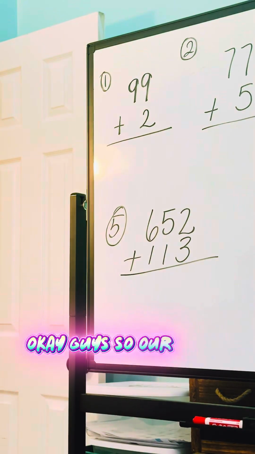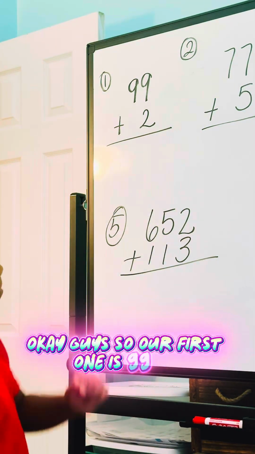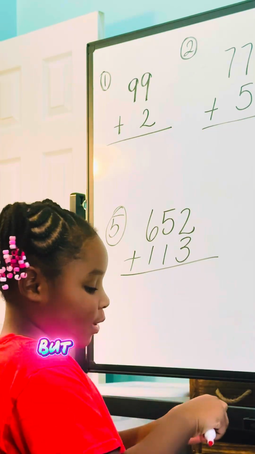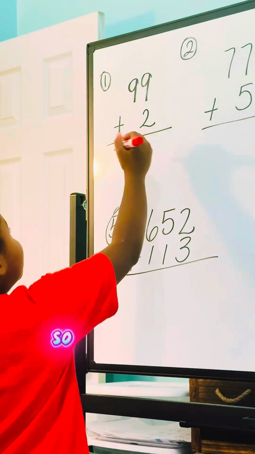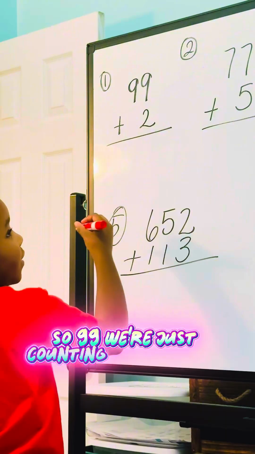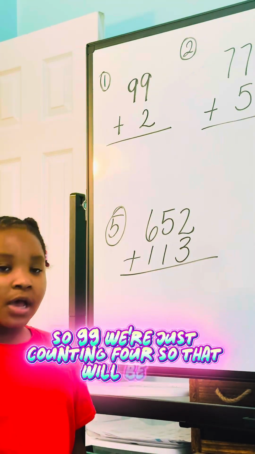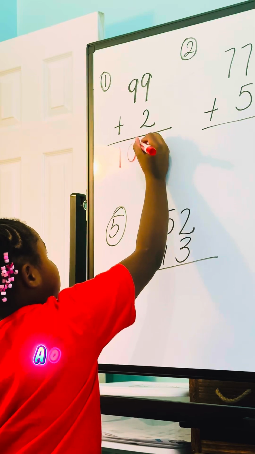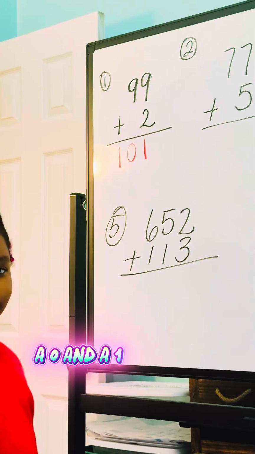Okay guys, so our first one is 99 plus 2. I think that's kind of easy for some of you guys, but if it isn't, it's okay. So 99, we're just counting on. So that will be 101. So 1 right here, 0, and then 1. That's easy.